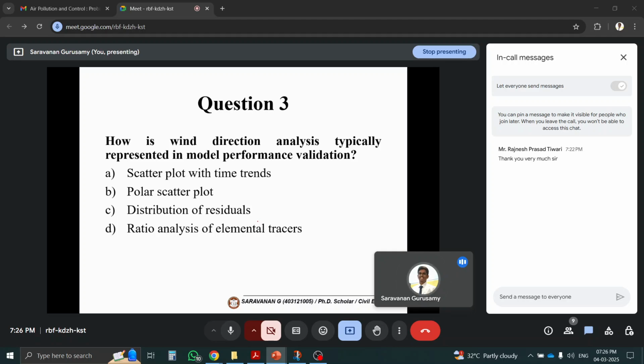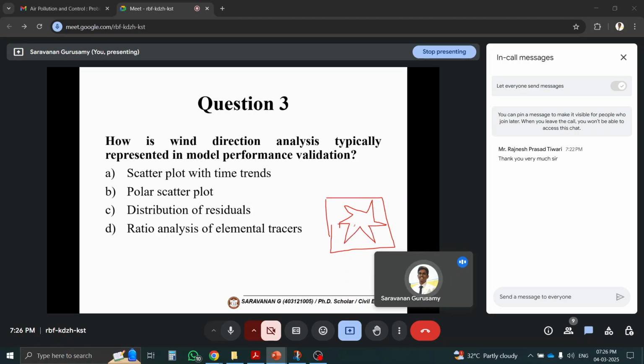Then the third question: how is wind direction analysis typically represented in the model performance validation? Model performance validation was done for different things. One is for wind direction. We have used the Windrose diagram, right? This is the plot we have used for the Windrose diagram.